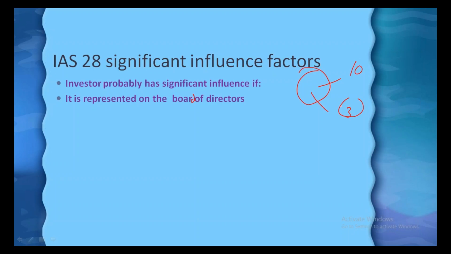Do you remember last time when we were discussing corporate governance, the board of directors control the company. The board of directors control the company by virtue of the power given to them by the shareholders. So if you have more shareholding, that means you are controlling more board of directors. That means you are controlling the company. But if you have 2 or 3 or 4, it may be a significant influence. That is one indicator that you have significant influence.